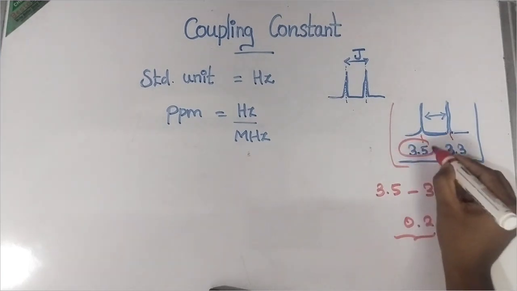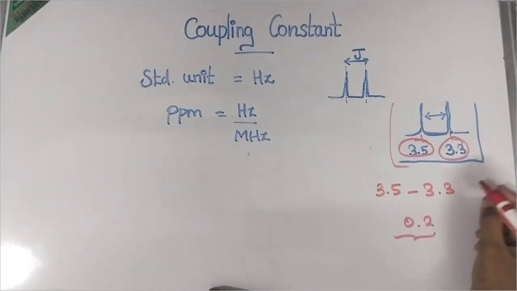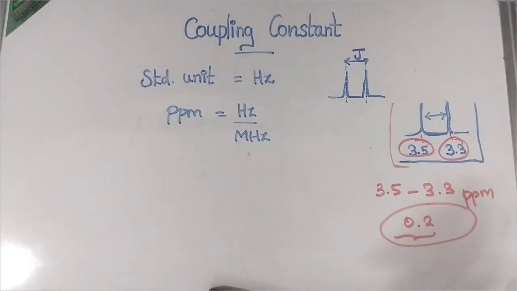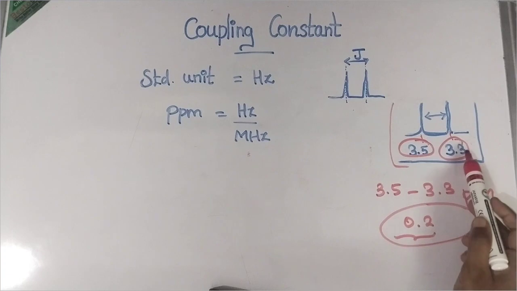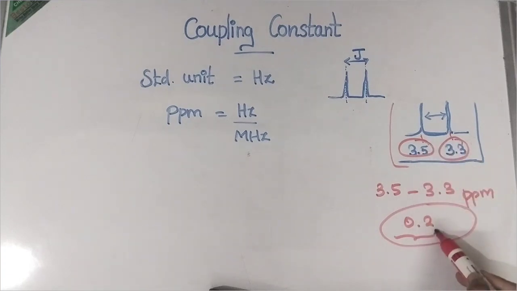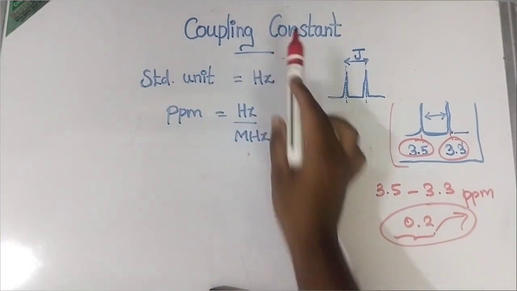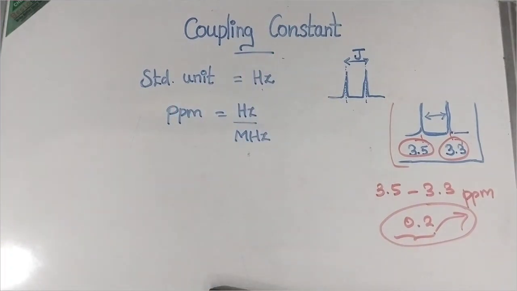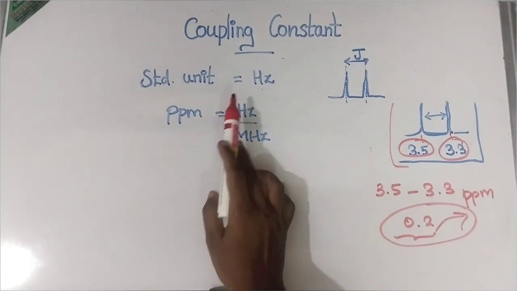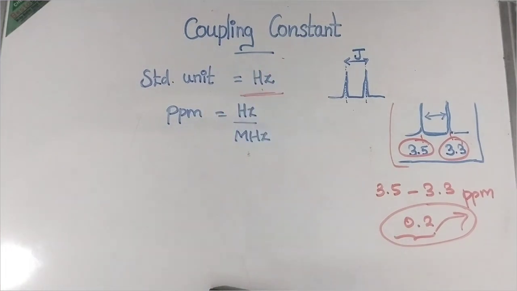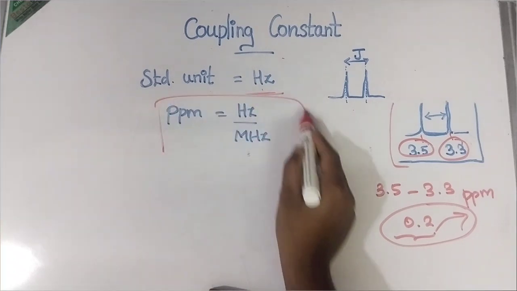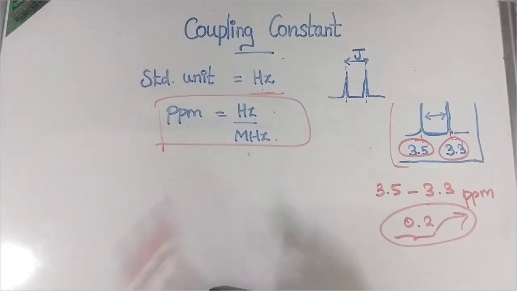But these 3.5 and 3.3 chemical shift values will be in ppm, right? So the answer is also in ppm now, because chemical shift values are always measured in parts per million. If you subtract these two values, you will get the value in ppm. But the standard unit for coupling constant is hertz. I told you in the previous video this formula, ppm is equal to hertz by megahertz.